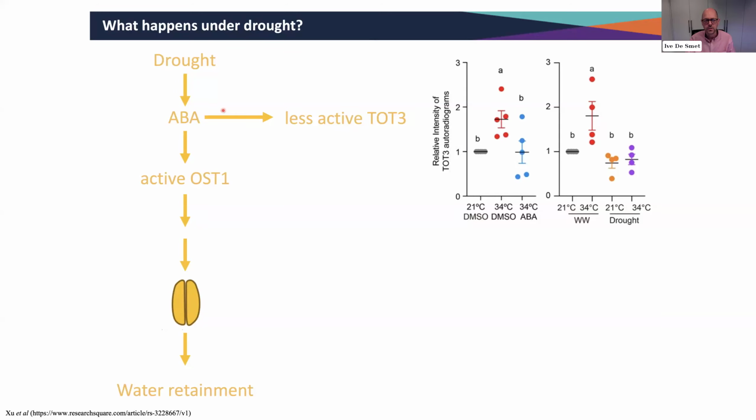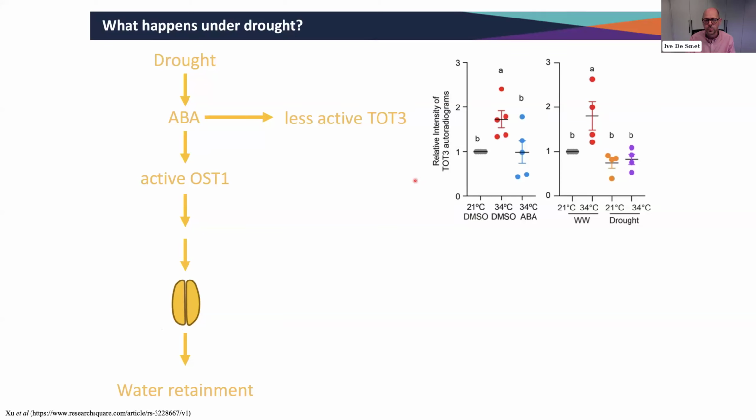So what we noticed is that under drought conditions, ABA is produced, and this leads to the activation of OST1, one of these ABA signaling components, a SnRK kinase, which leads to stomatal closure. We also noticed that under drought or ABA conditions, as you can see here quantified again, quantification of these autoradiograms, we see that there is less active TOT3 through ABA or under drought conditions.